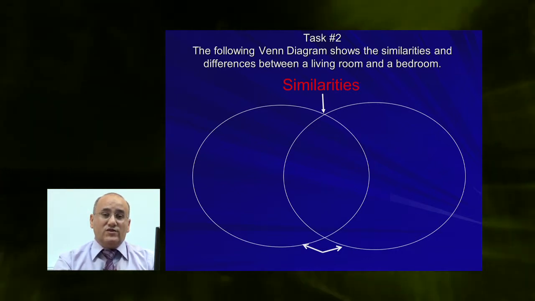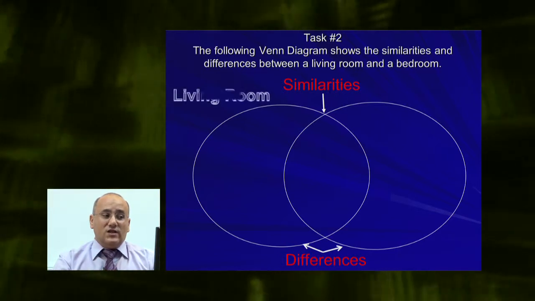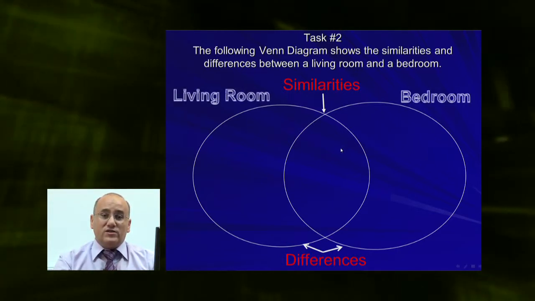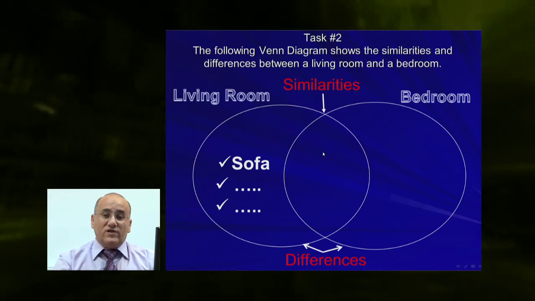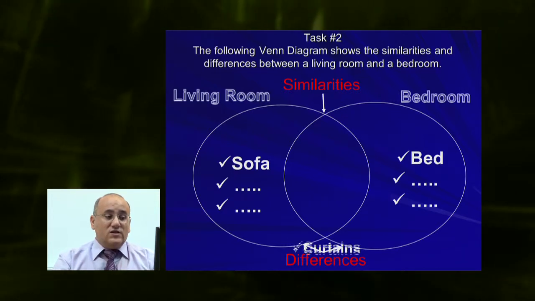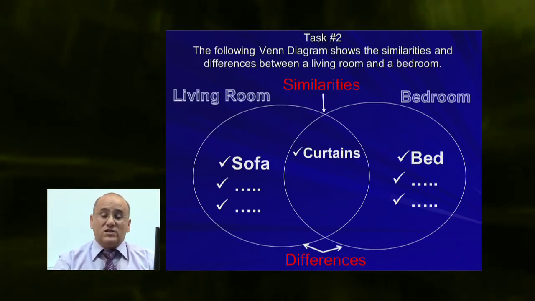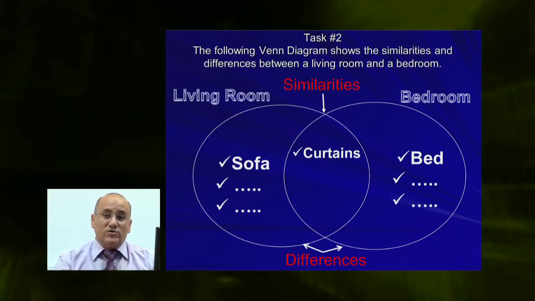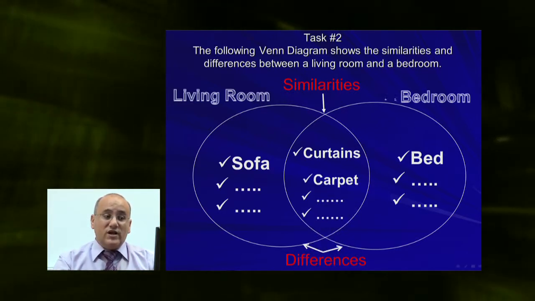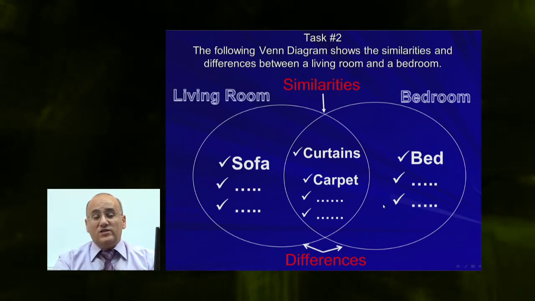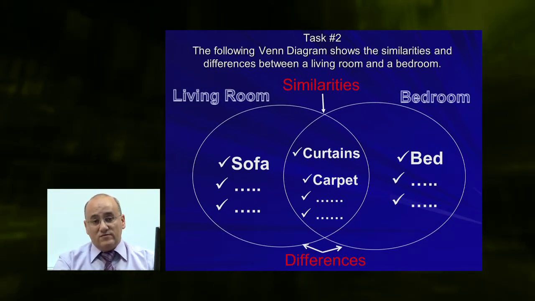You should put the name of one thing to the left, like living room, and the other thing to the right, which is the bedroom. In a living room, you can find a sofa, but you cannot find a sofa in a bedroom. In a bedroom, you can find a bed, but you cannot find one in a living room. These are two similarities, two things that can be found in both rooms. In both rooms, you will have curtains. You can have carpets. You can add to this list of similarities and differences between the two as long as you can.